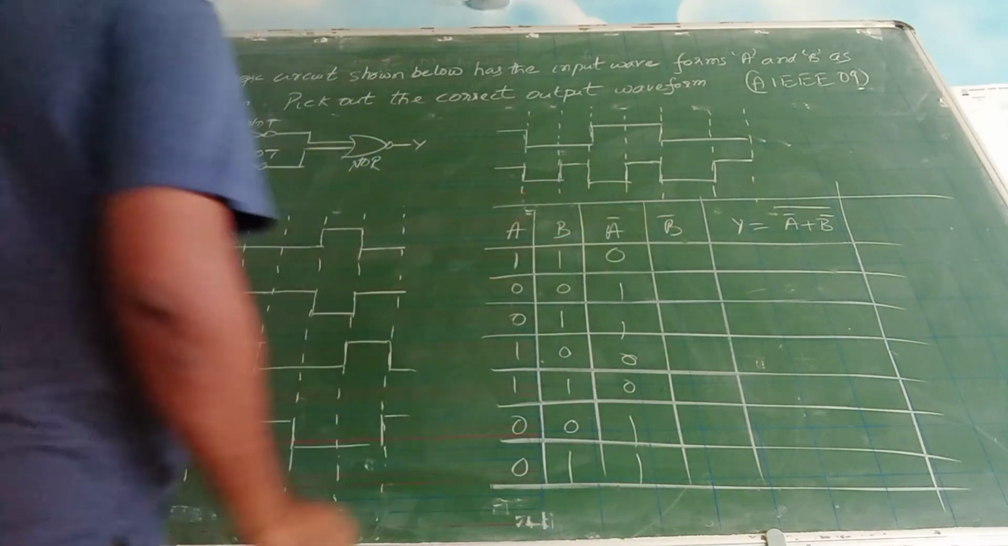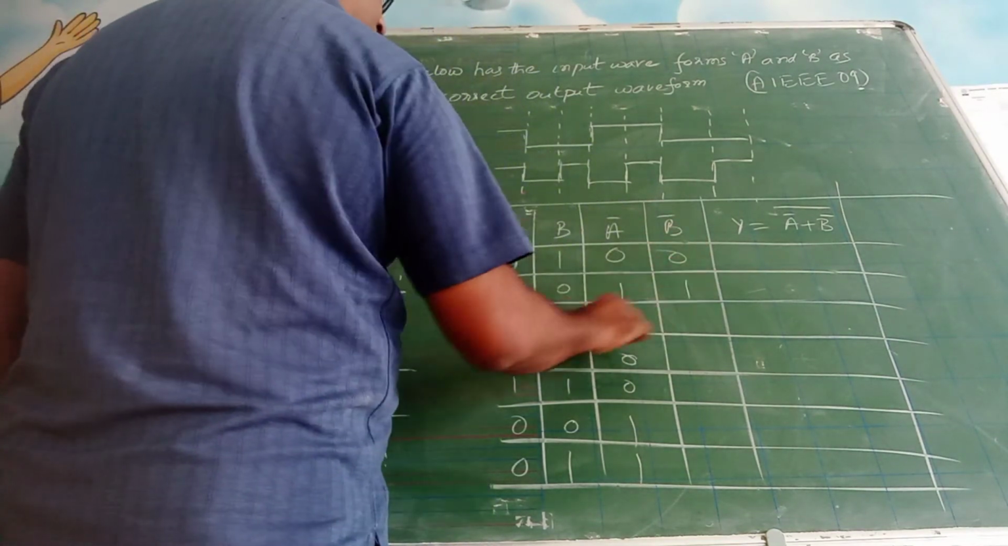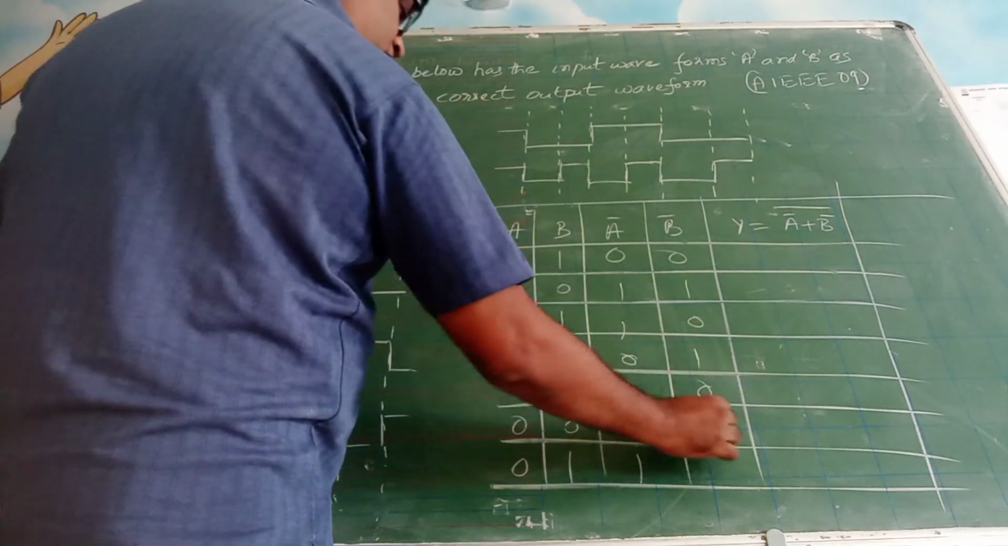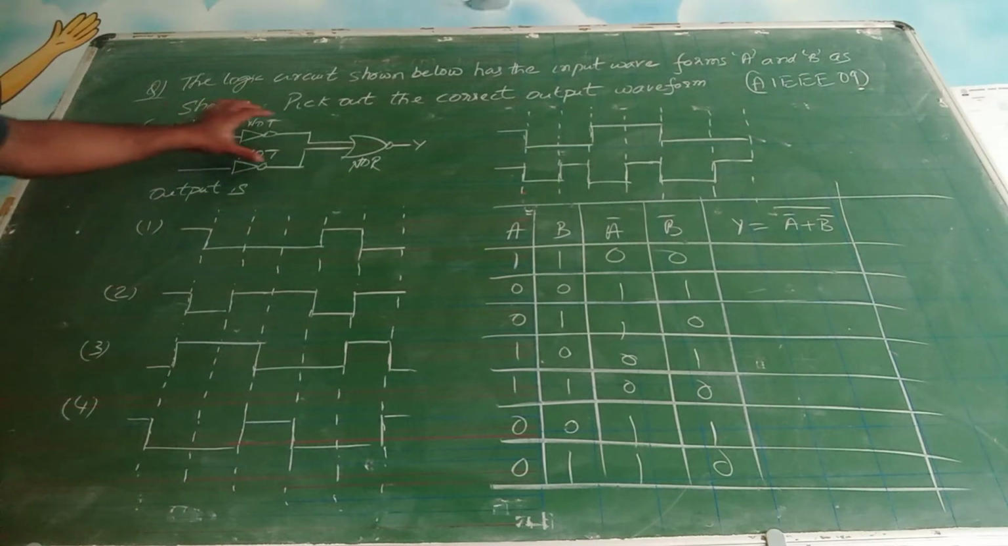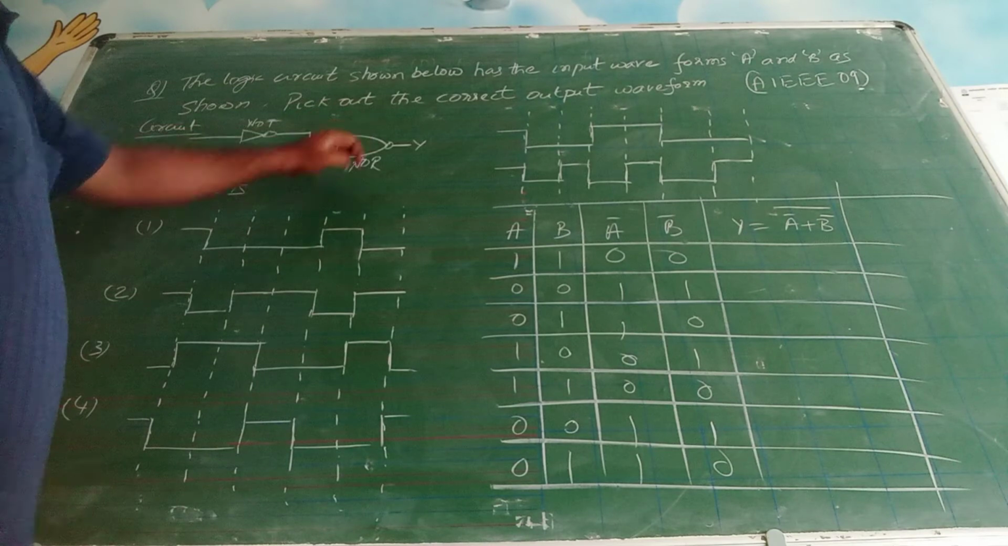Now invert the B, this gate, you have 1, so it becomes 0, it becomes 1, it becomes 0, it becomes 1, it becomes 0, it becomes 1 and it becomes 0. Okay. Now these two have been processed through this gate and now they are input to this gate now.